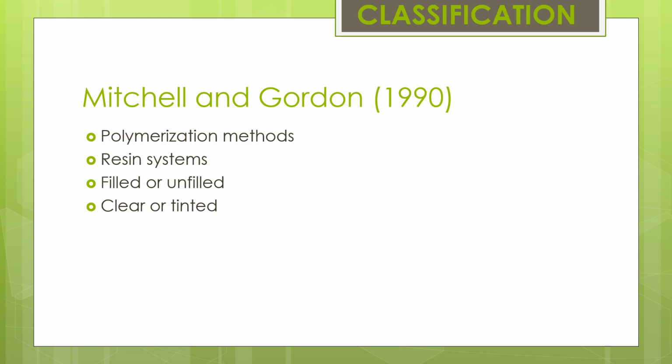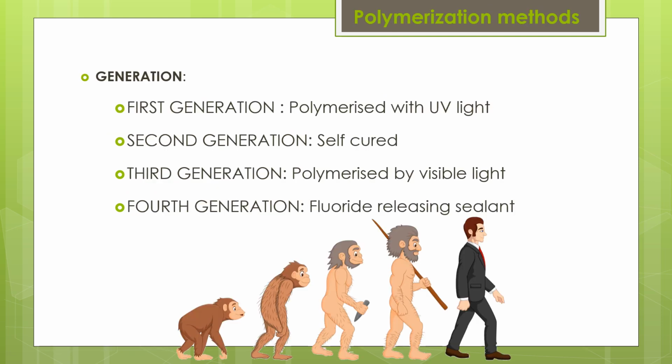Moving on to the classification, Mitchell and Gordon's classification in 1990. The pit and fissure sealants have been classified into 4 types based on the polymerization methods, resin systems, filled or unfilled, and clear or tinted. Based on the polymerization methods, pit and fissure sealants are classified into 4 generations from first to fourth. The first generation is polymerized with UV light, second generation is self-cured, third generation is polymerized by visible light, and fourth generation is fluoride releasing.